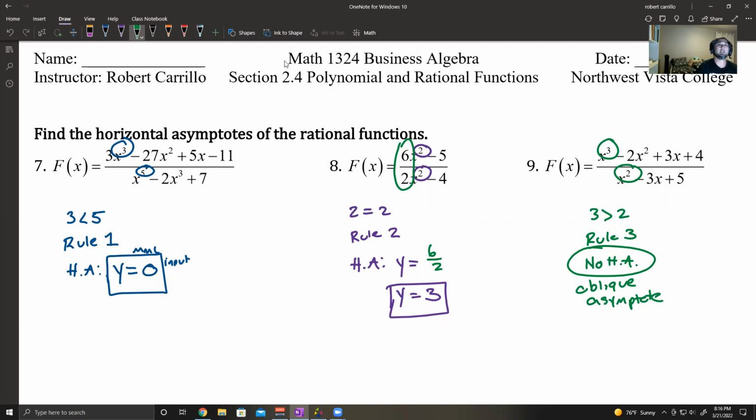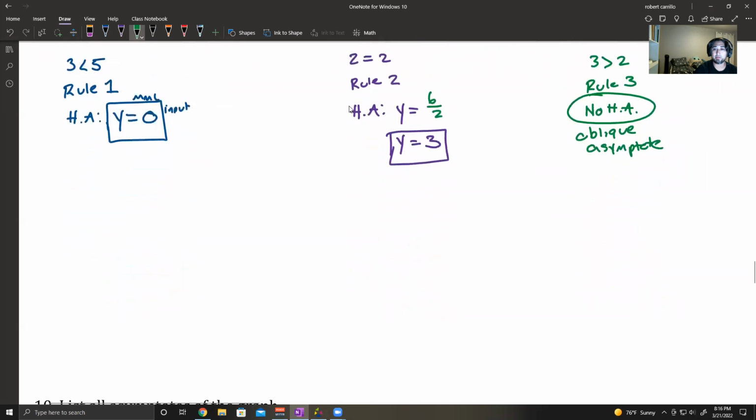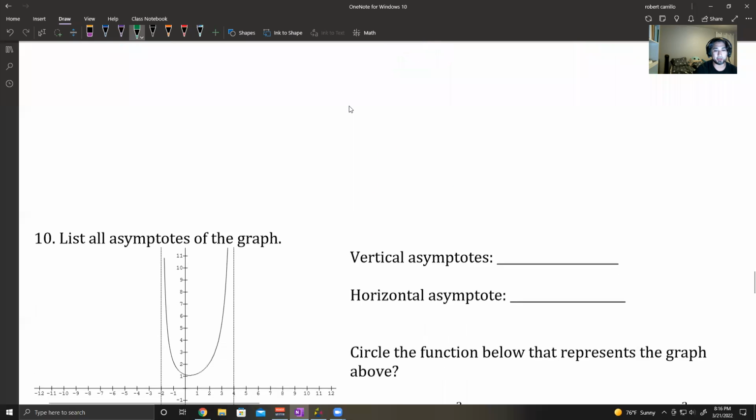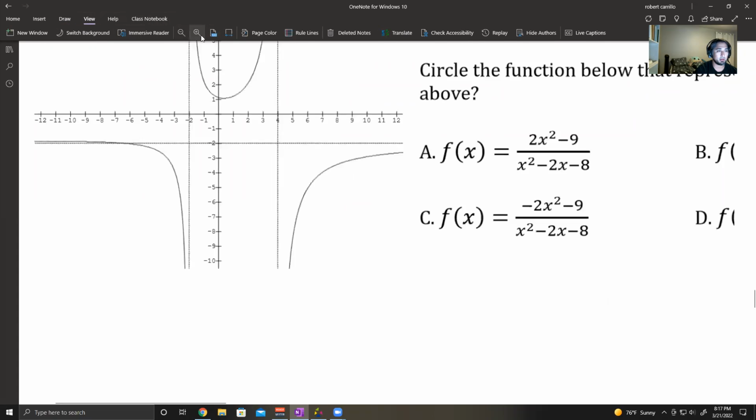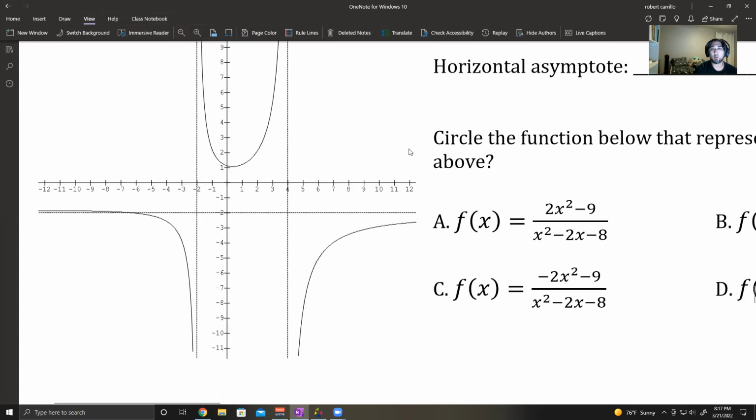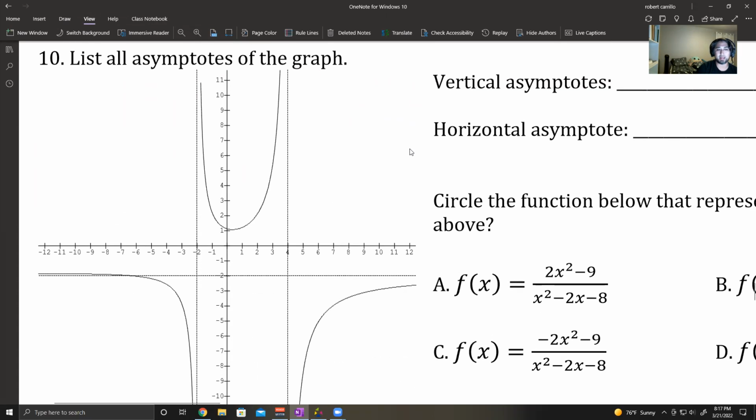Cool. All right. So now we will be given the graph of a rational function, and we have to find which function belongs to it. So the first thing it wants us to look at is vertical asymptotes. Maybe I can zoom in a bit. All right, at what x values do you see vertical asymptotes?